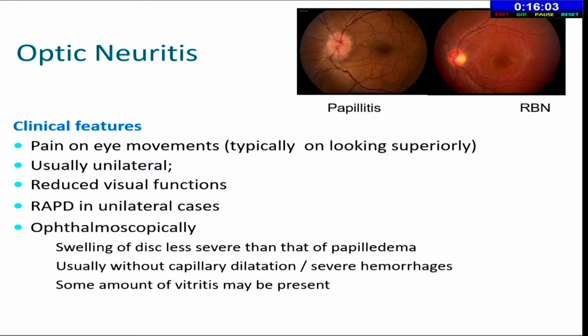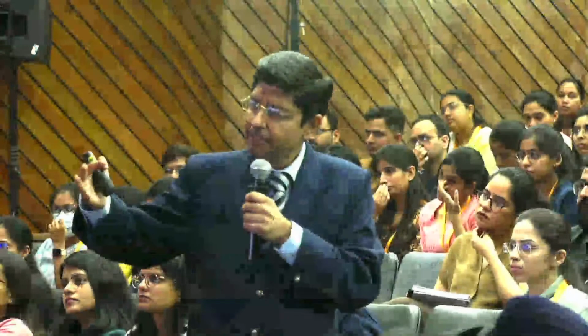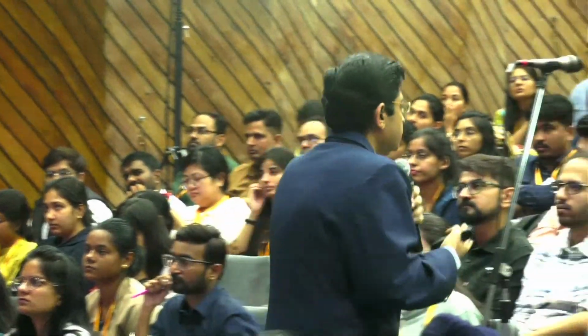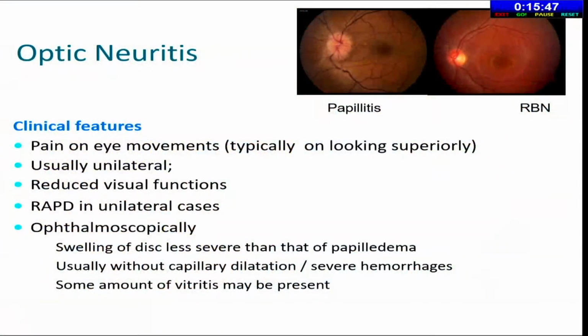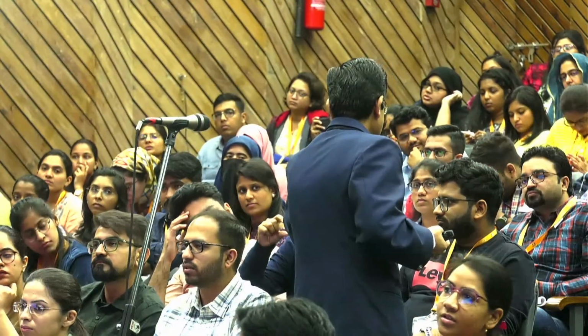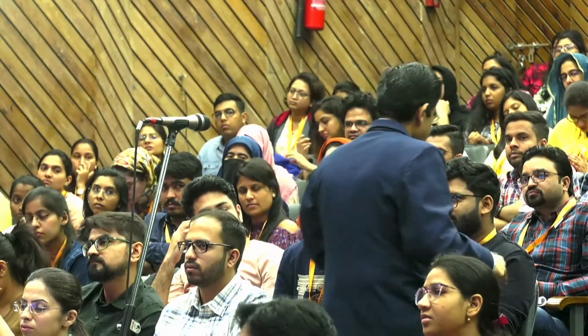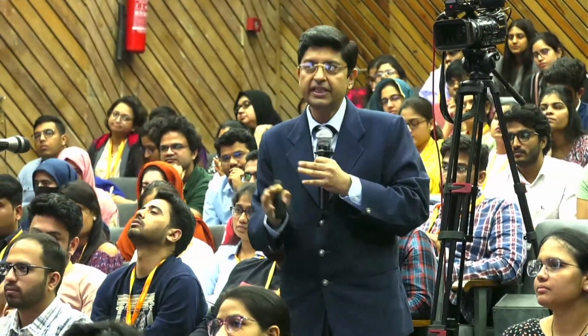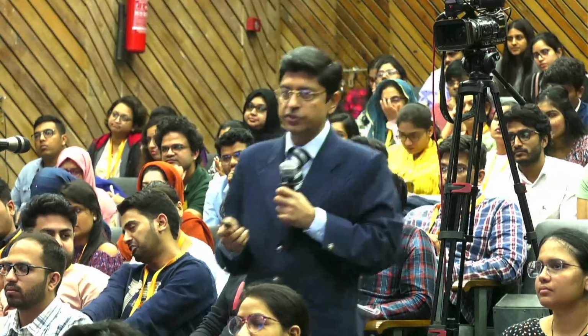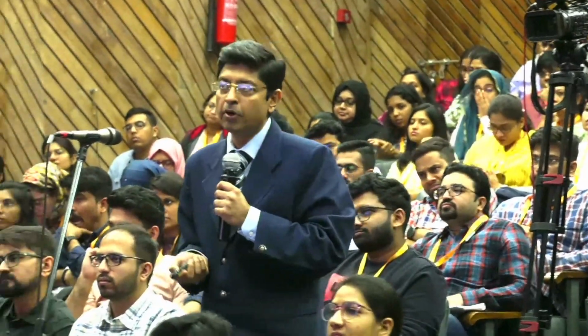So the most common presentation would be sudden onset loss of vision associated with pain, specifically written in the books on looking superiorly, but anyway, pain on eye movements. Why does this happen? Medial rectus and superior rectus are attached with the optic nerve head, so they are around that annulus of Zinn. So when it moves, because of that inflammation there, it causes pain. So that's why there is pain on eye movements, a very important sign.